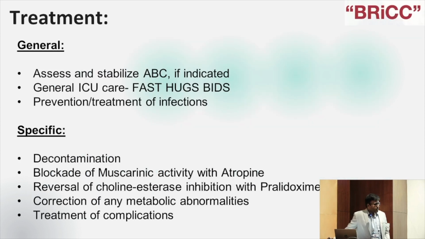So treatment-wise, like any critically ill patient management, which we've been stressing throughout this course, don't go straight to the specifics of the management. It always starts with general. General always is assess. I always tell my registrars, don't just say ABC, just say I'll assess and stabilize. That's what we do, assess and stabilize, ABC if indicated. So general ICU care always comes with ICU stay, FAST HUGS BID. Now there is a FAST HUGS BID, please, and there's a new publication as well, so I think we will be using PLEASE at the end of it, maybe later.